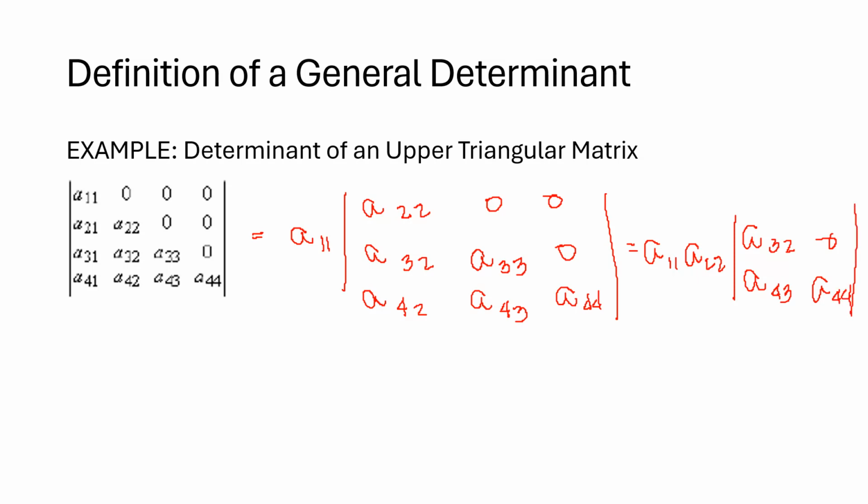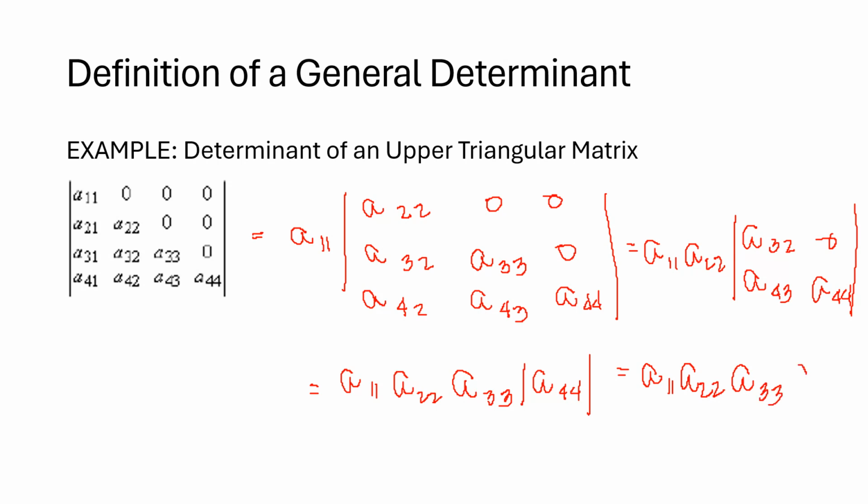Okay, which is equal to A11 times A22 times A33 times A44, which is equal to A11 A22 A33 A44. Okay.